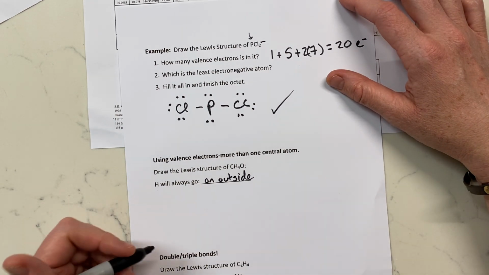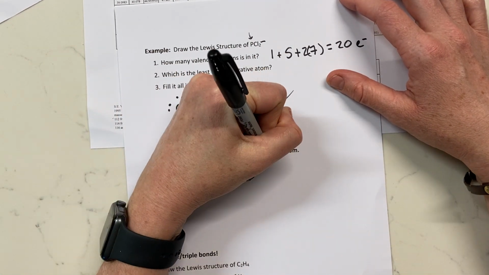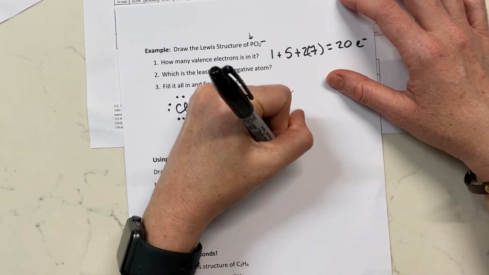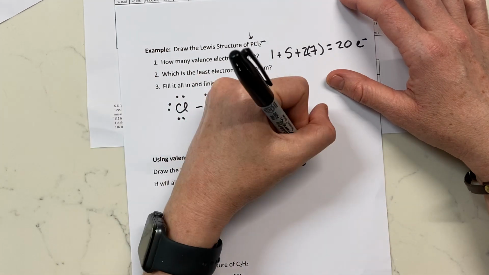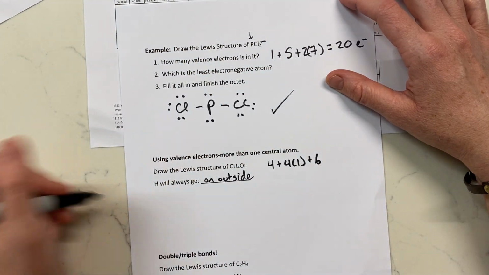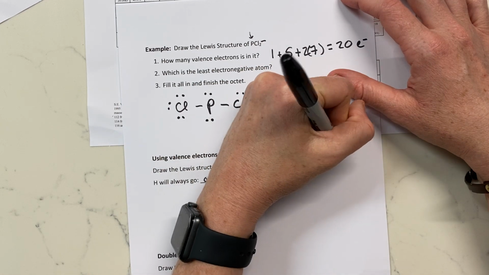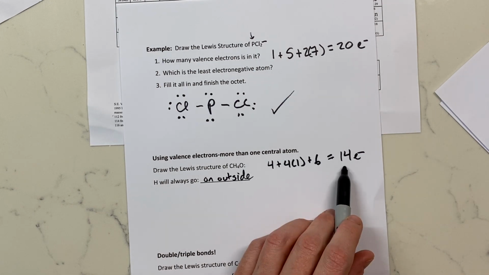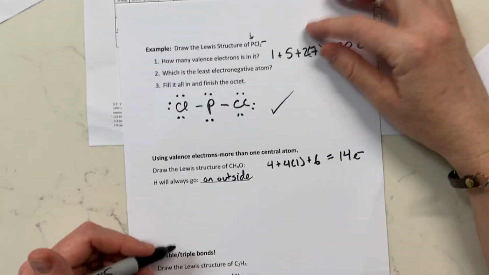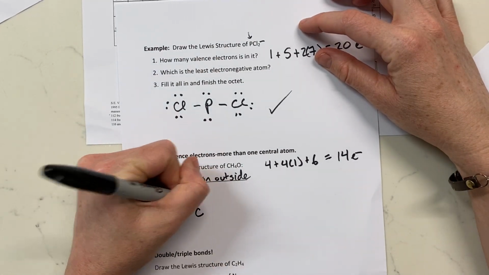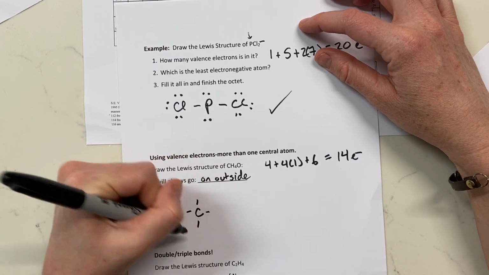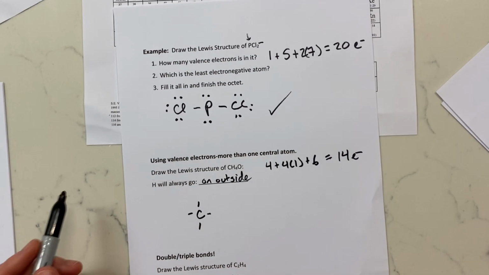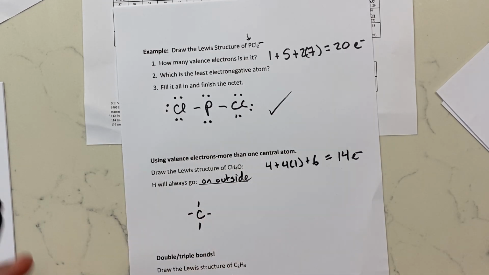All right, let's first count valence electrons. We've got a carbon, which has 4 valence electrons, plus 4 hydrogens, plus the oxygen. To me, that looks like 14. So we need to end up with 14 electrons. Let's draw this thing. We know that carbon likes to make 4 bonds, but there's 5 things here: hydrogen, hydrogen, hydrogen, hydrogen, and oxygen.